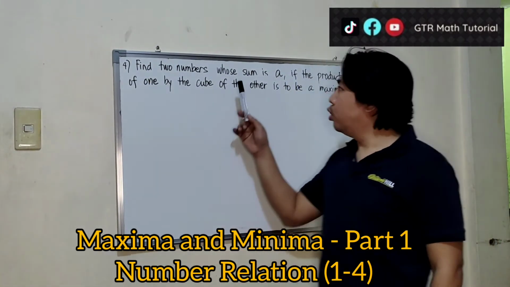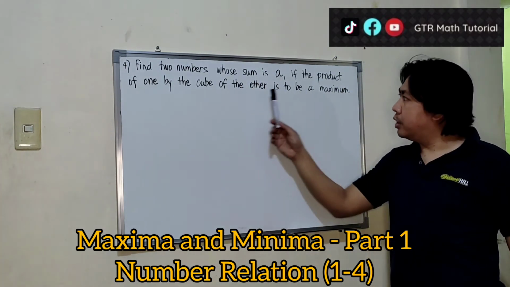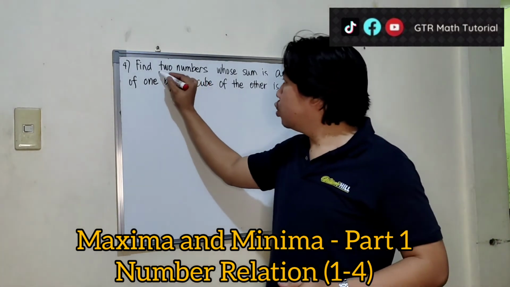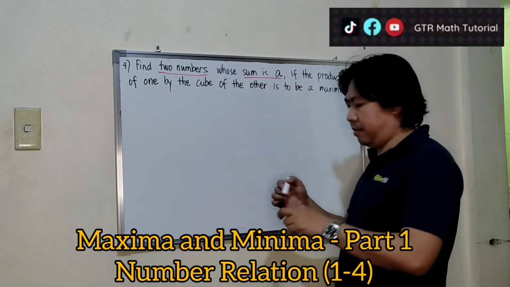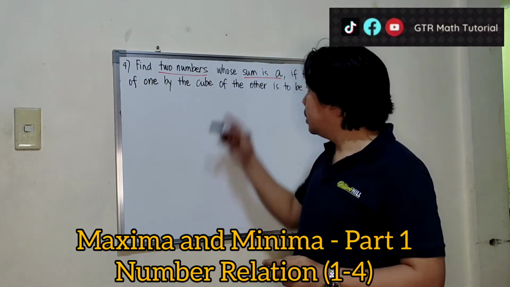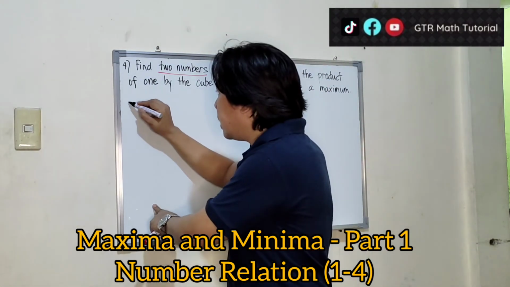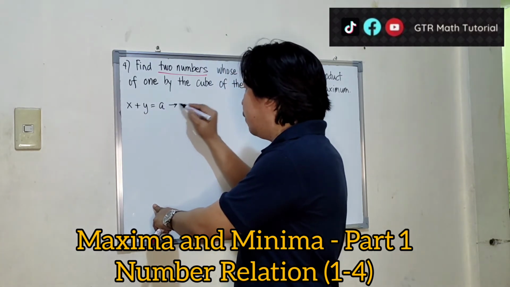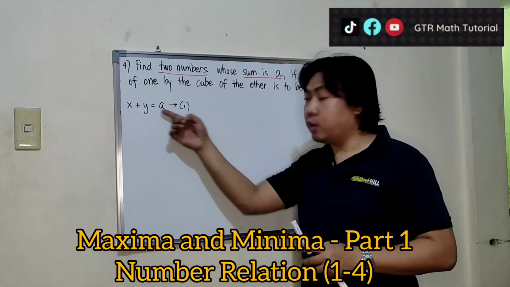Find two numbers whose sum is a, if the product of one by the cube of the other is to be a maximum. So ang hinahanap natin sa problem na to ay two numbers. So, find two numbers whose sum is a. So, let x and y be the two numbers, then their sum is a. So, therefore, the first equation is, ang sum ng x and y is equal to a. So, this is our first equation. The sum of two numbers x and y is equal to a.